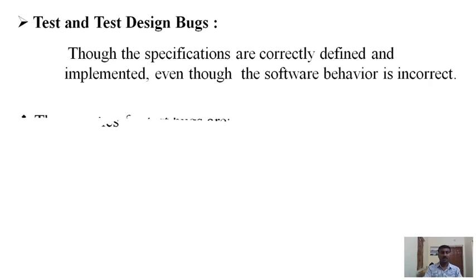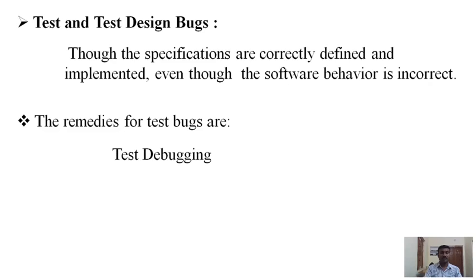What are the remedies for test bugs? The first one is test debugging. Test debugging means the tests we use to test the software must themselves be tested again and debugged. Debugging means finding the errors and rectifying them. So check whether there are any errors in the test, test it again, find the bugs and correct them. This is one solution to avoid test bugs.